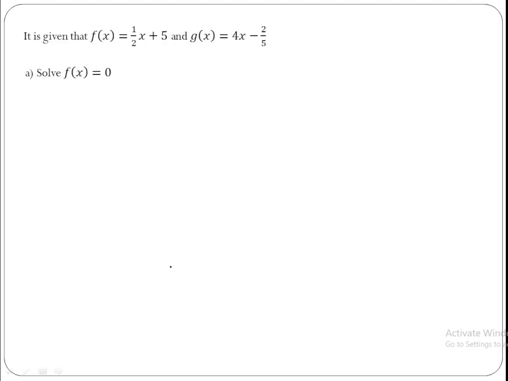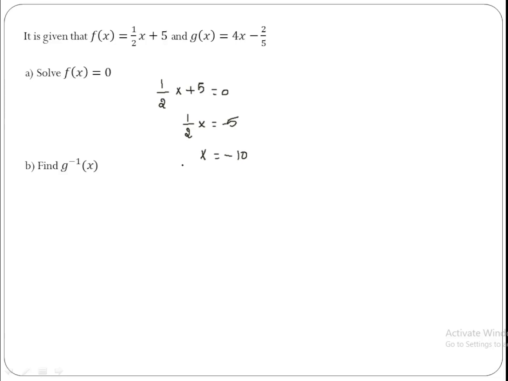What would be the A solution? It is solve f of x equal to 0. So, for solving this, we have to set the function f of x, that is half x plus 5, equal to 0. Then, to eliminate 5, we have to subtract 5 on both sides. So, we get negative 5. Then, to eliminate half, we have to multiply by 2 on both sides. We get minus 10. So the value of x is minus 10. So A subpart is completed.